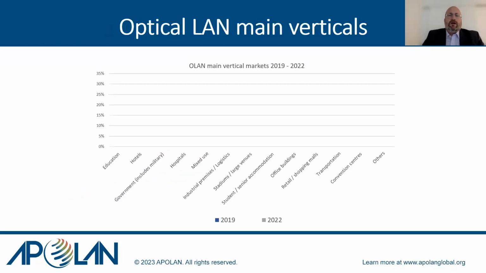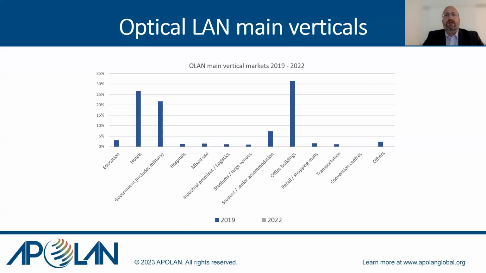So what I'm going to show you now is how the main verticals for the global market of OLAN, of optical local area networks, looked like in 2019. And as we can see, three verticals accounted for 80% of the market. So office buildings was number one, hotels and government number two.